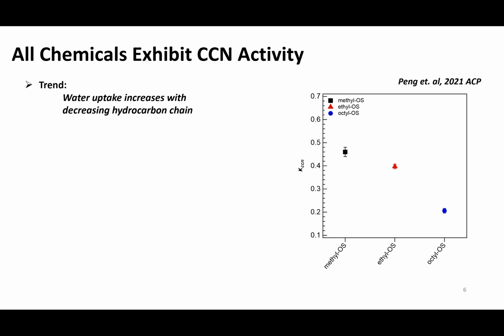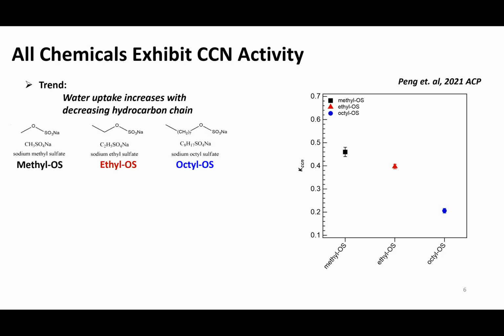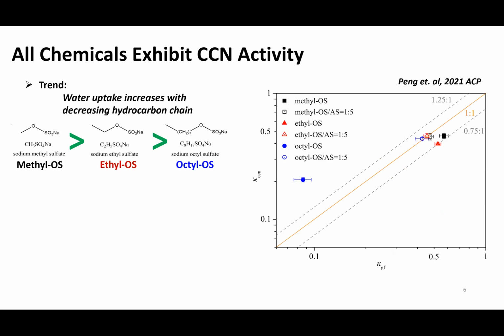Looking at the trend, we see that it is similar to the previous trends we have observed, in that the water uptake increases with decreasing hydrocarbon chain. This suggests that the addition of hydrocarbon functional group to OS reduces water uptake. Lastly, we compared the water uptake obtained from HTDMA growth factor and kappa from CCN for the pure organosulfate compounds, and also for internal mixture of organosulfate and ammonium sulfate in a 1:5 mass ratio.